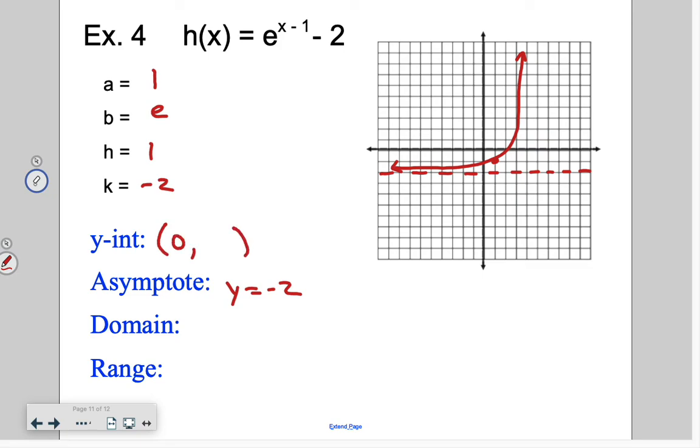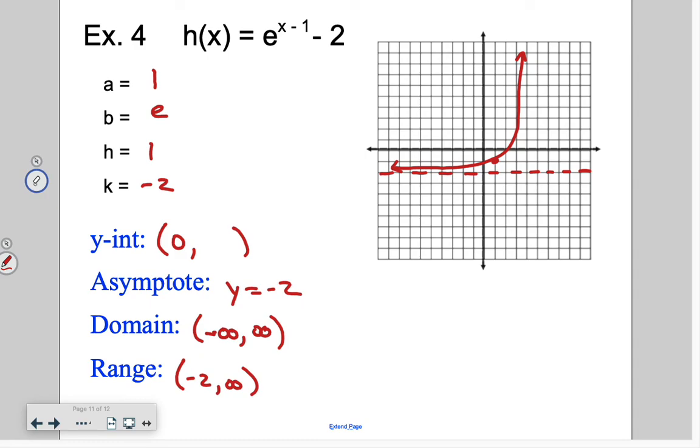What's the domain of that graph? All real numbers. Just because we changed the base doesn't mean that I changed anything that I could plug in for x. So negative infinity to positive infinity. How about the range? From negative 2 to infinity. Okay. So again, most of this is pretty much exactly what you were doing. Okay? Just with E versus 2 or 3 or 5 or whatever it is.